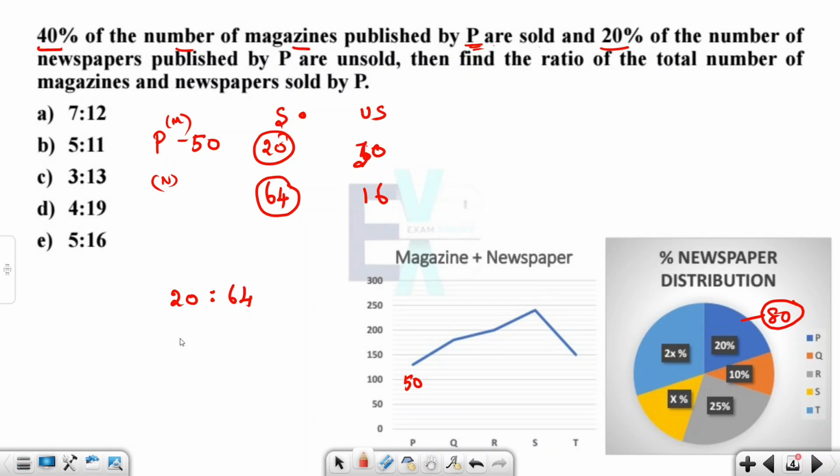So if I cancel, it will be 5 times 4 on the top, and this will be 16 times. So the ratio of 20 and 64 is 5 is to 16.